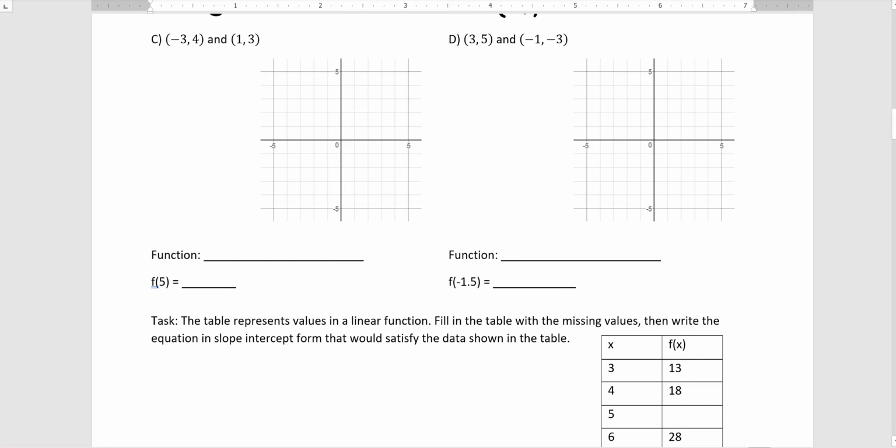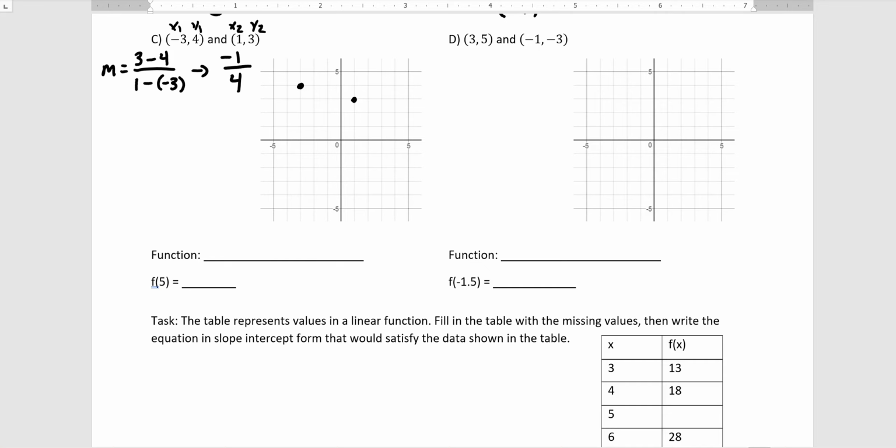All right, let's go ahead and check letters C and D here. So looking at letter C, x1, y1, x2, y2. We're going to find our slope here. So we have -3, 4, and 1, 3. So looking at this, I know this is going to be a negative slope. And I would say m equals y2, 3, minus y1, 4, over x2, 1, minus x1, -3. Well, 3 minus 4 is -1. 1 minus -3 is 4, so my slope is -1/4.